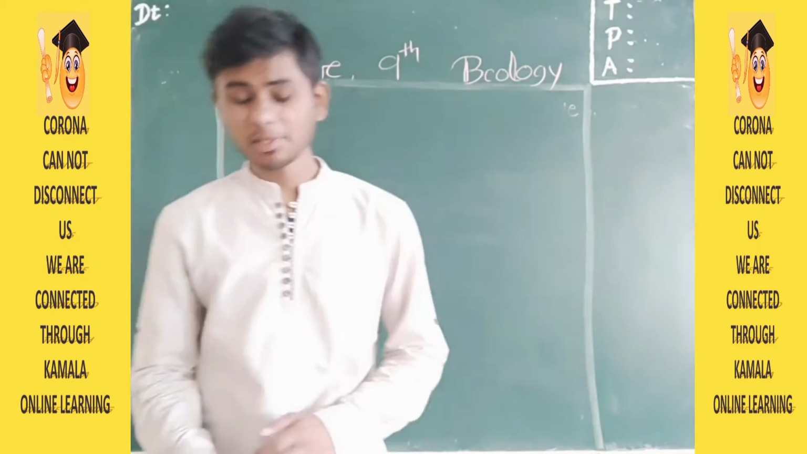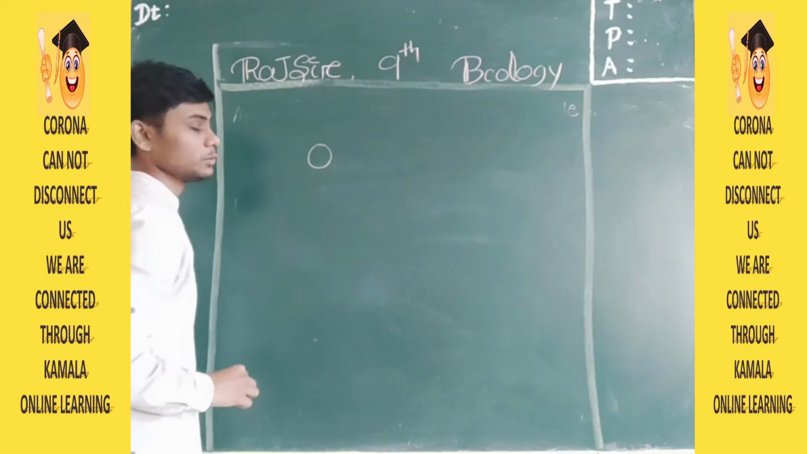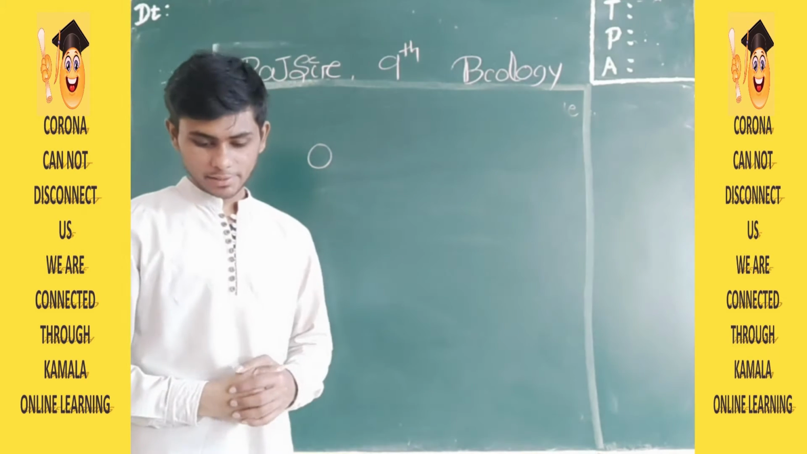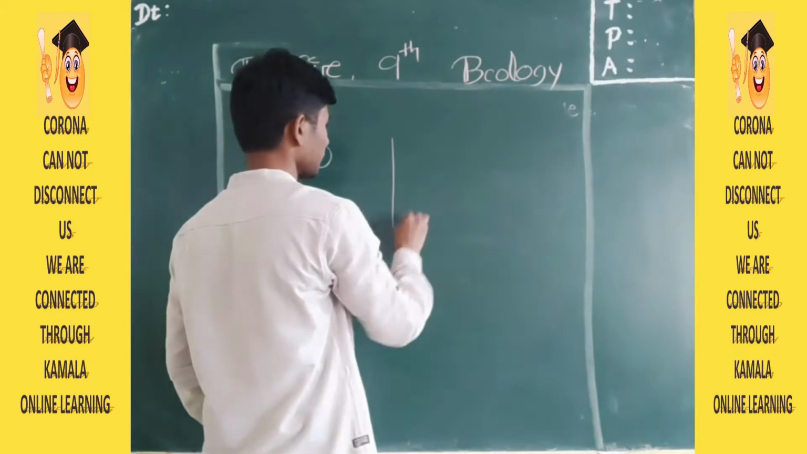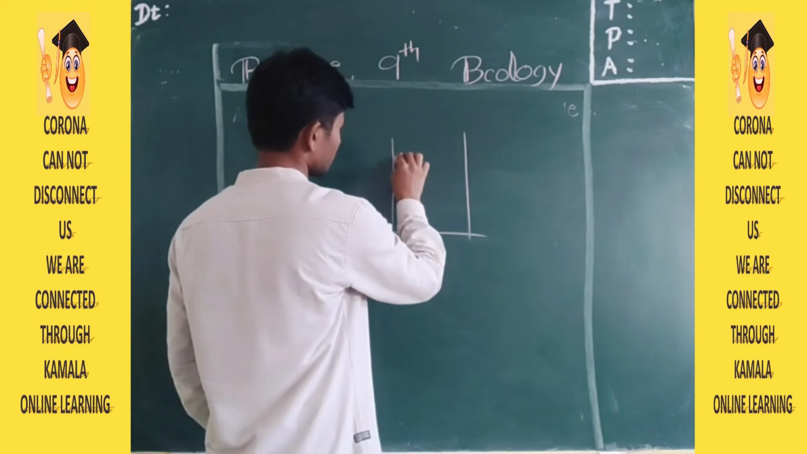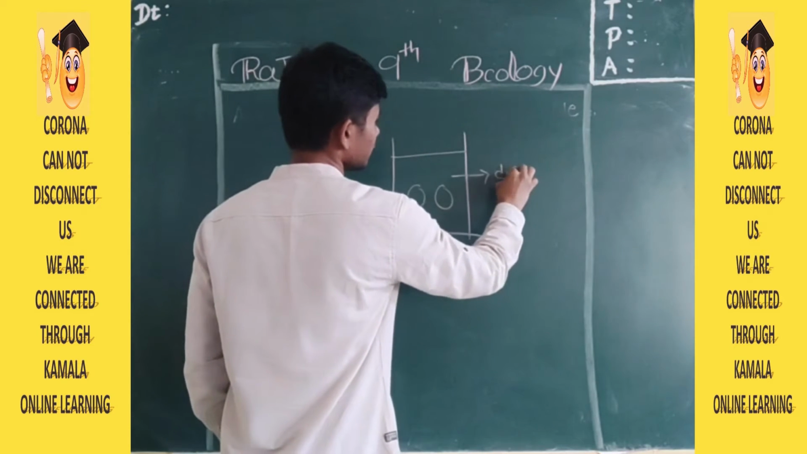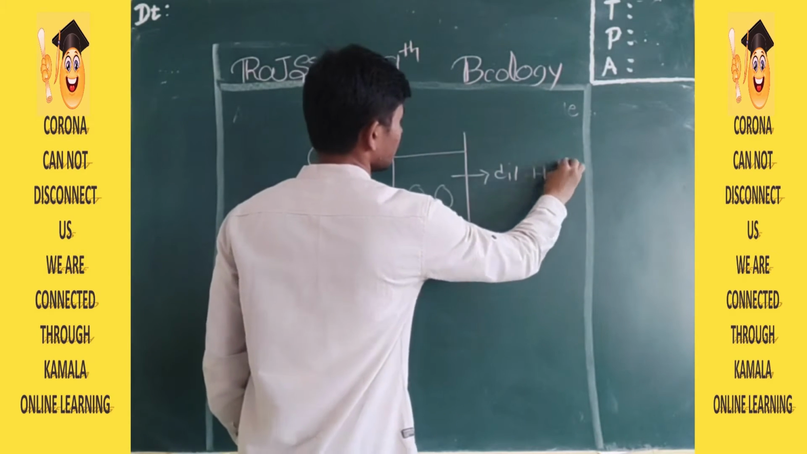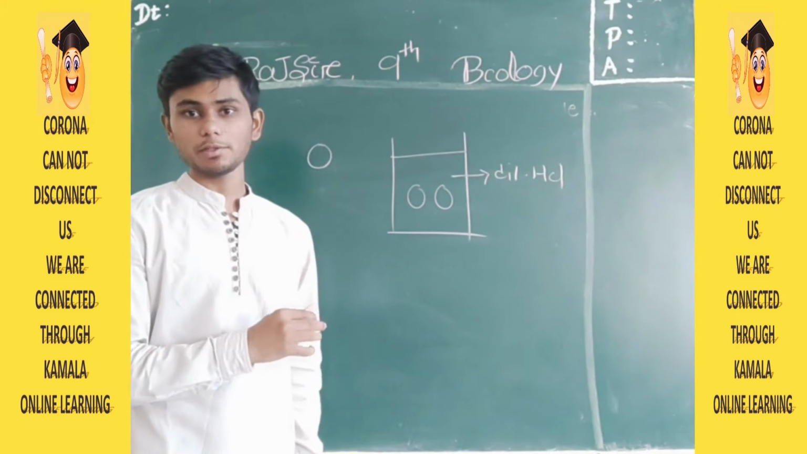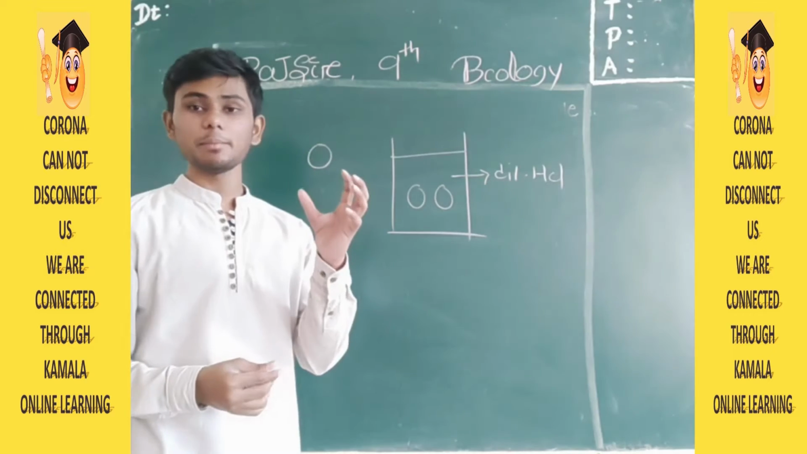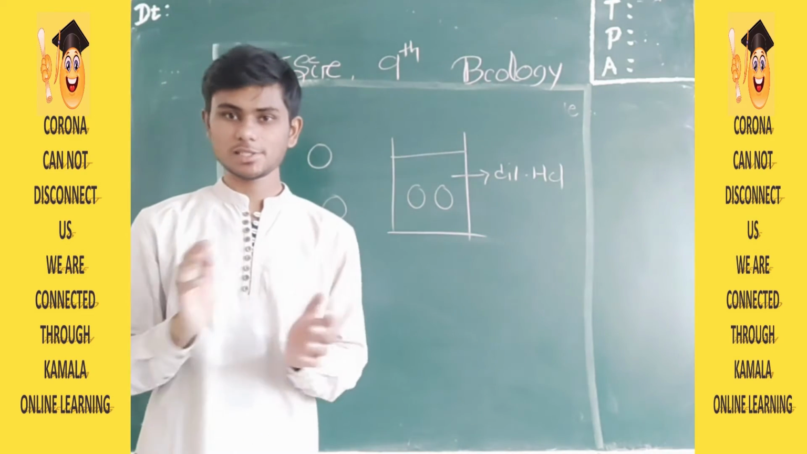So students, in this experiment we will take an egg and soak it in dilute HCl solution. We will take both eggs, put them in dilute HCl, and soak them for 4 to 5 hours. After that we will see that a membrane is coming out, the egg is there but the shell is not. The shell is dissolved completely.